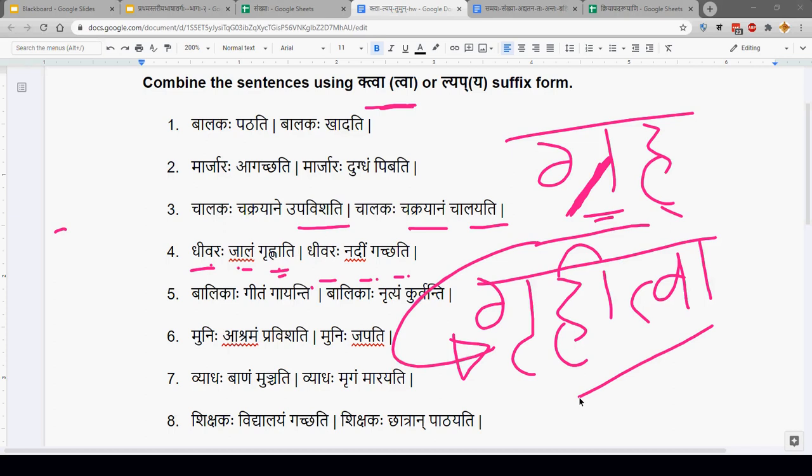Either we refer to the dictionary of verb roots, not the namapadam. There are two different dictionaries, right? One is for the nouns, the other is for the verbs. So we look up in the verb dictionary this grah, the verb root, and there we find this form, gruhitva, listed.